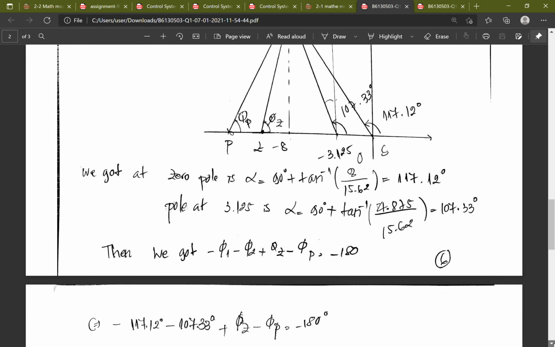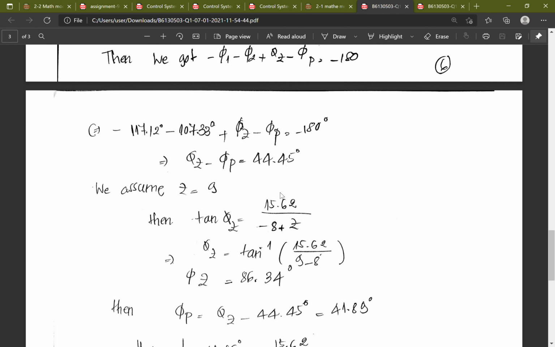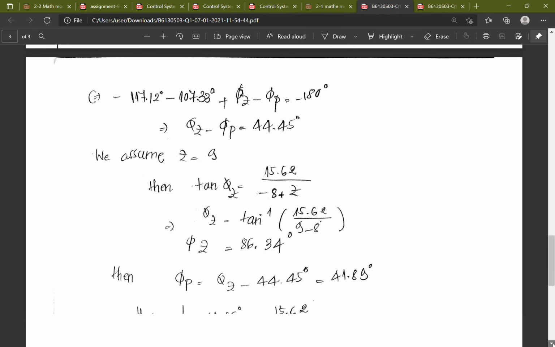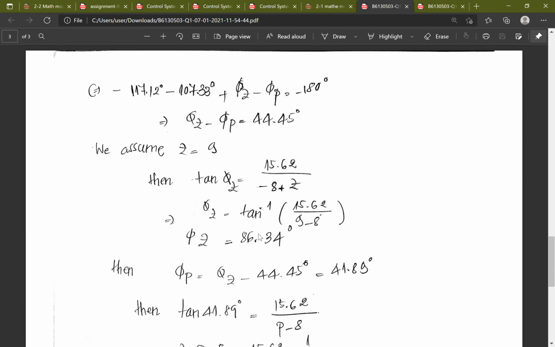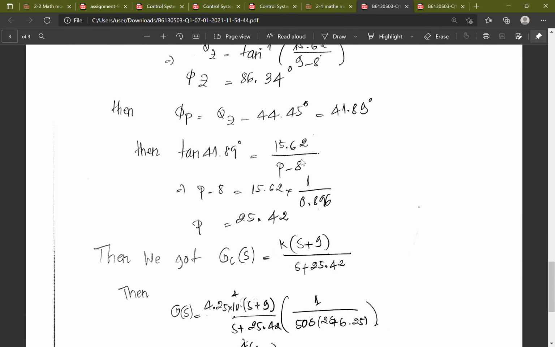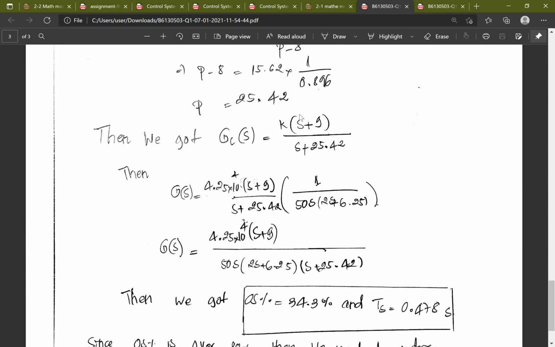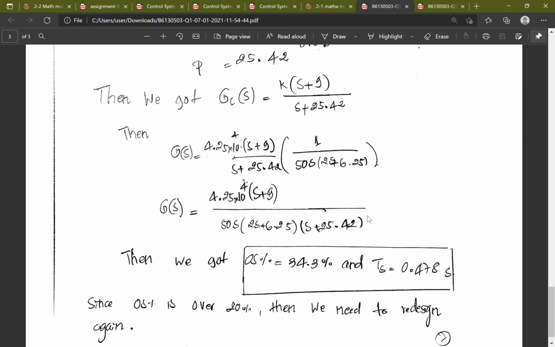We get the relationship between phi z and phi p equal to 44.45 degrees, and then we assume that z equals 9. When we have the value of z, we can obtain phi z equal to 86.64 degrees, and then phi p equal to 41.89 degrees. After that, we can obtain p, substitute all the values into the function, and plot it with our first function G(s) multiplied by Gc(s) in the root locus, and try to find K.